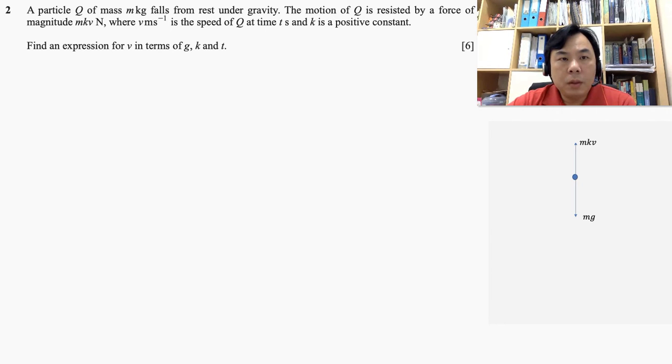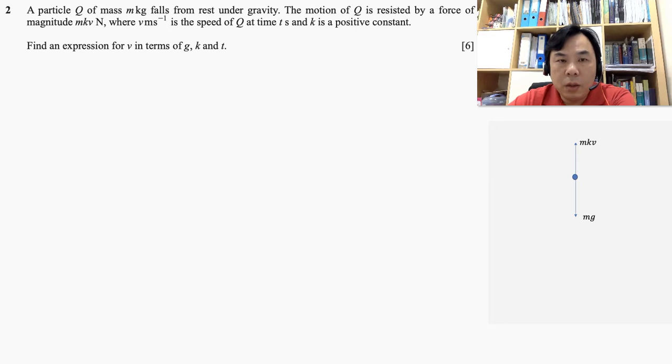Now, a particle Q of mass m kilograms falls from rest under gravity. The motion of Q is resisted by a force of magnitude mkv, where m is the mass, k is a constant, and v is its instantaneous velocity. v meters per second is the speed of Q at time t seconds, and k is a positive constant. Now our task is to find an expression for v in terms of g, k, and t only. That's our task here.